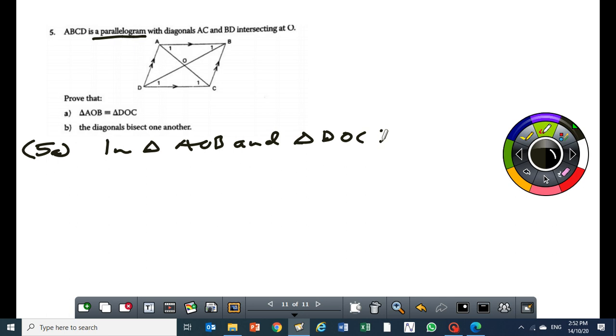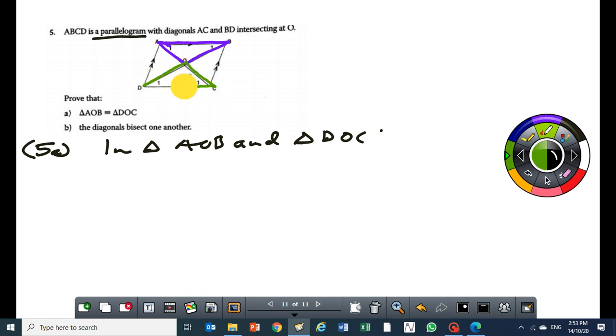Now, the two triangles are the following. We have got A, O, and then we have got D. The other one is going to be A, O, B. Okay, we have got AOB, so that's that way. Right? And the other one is DOC, so that's DOC. So those are the two triangles.